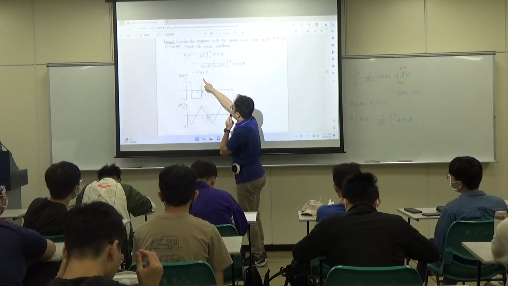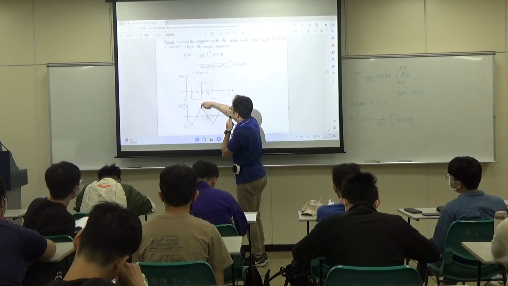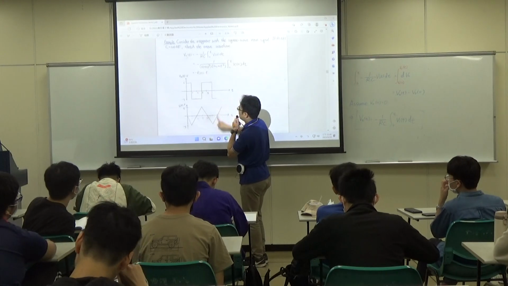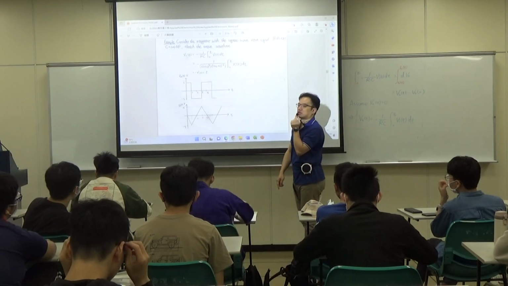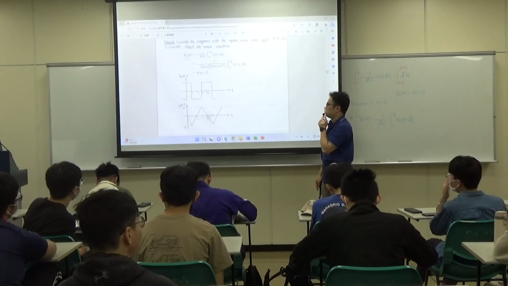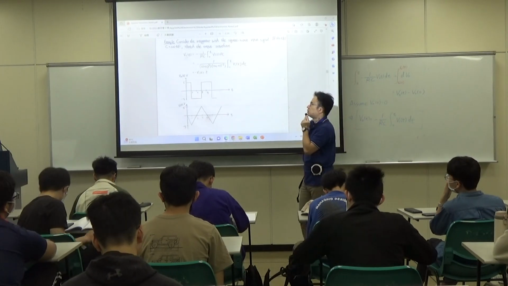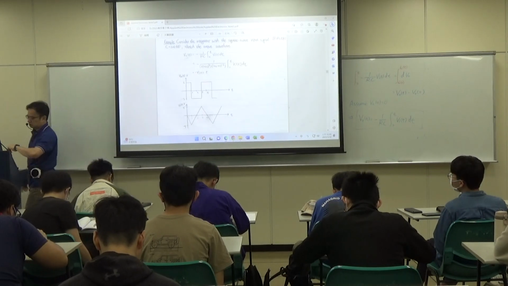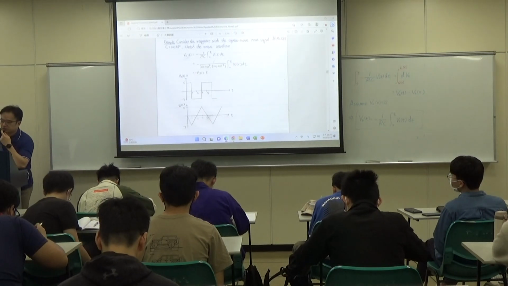Then Vo, the output voltage, is minus 5t, so it's minus 5t until 5 seconds and it becomes positive again. So that's how we draw this, how we solve this problem. So any questions? So this is called an integrator.